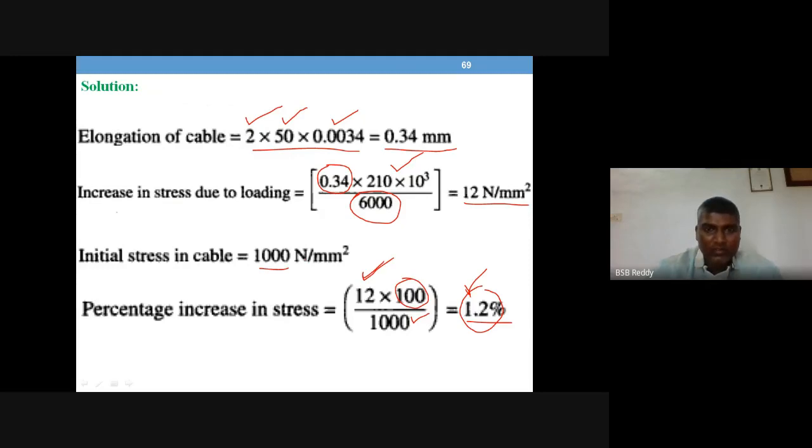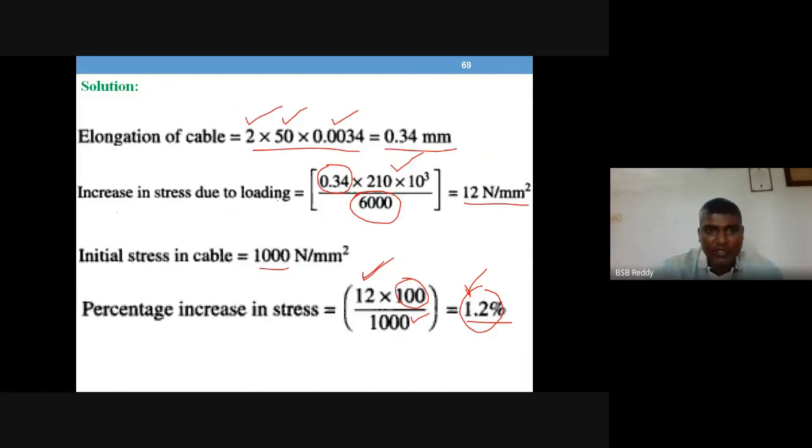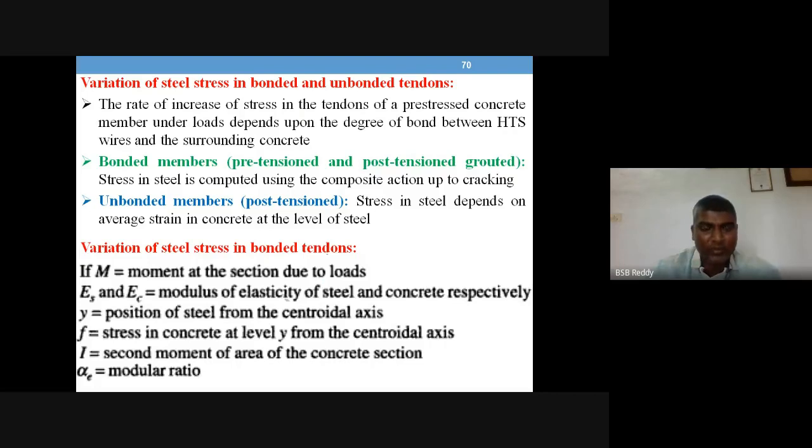So you have to be careful when substituting Young's modulus values. Young's modulus of concrete shall be substituted when you are calculating the rotation of a member, and finally, Young's modulus of steel shall be substituted when you want the stress in steel. That is the point to be noted in this problem.